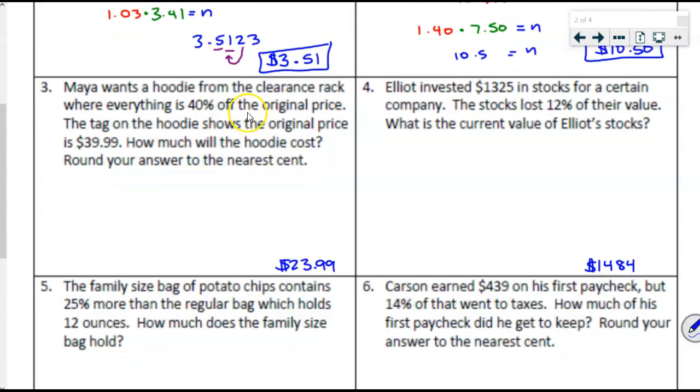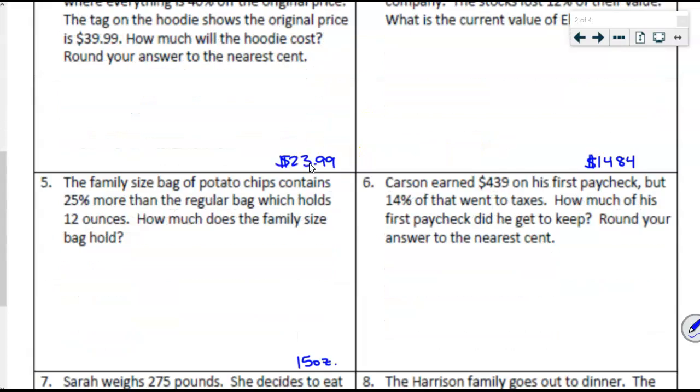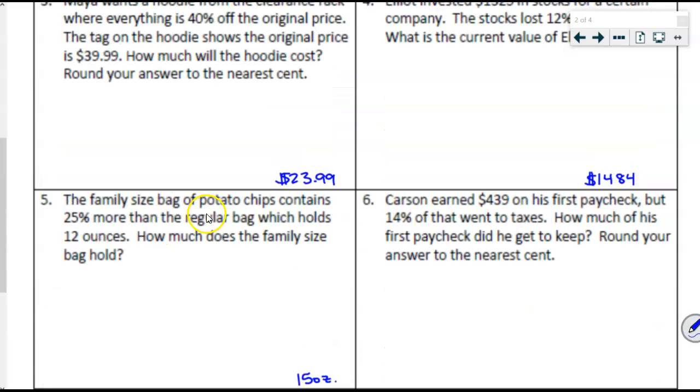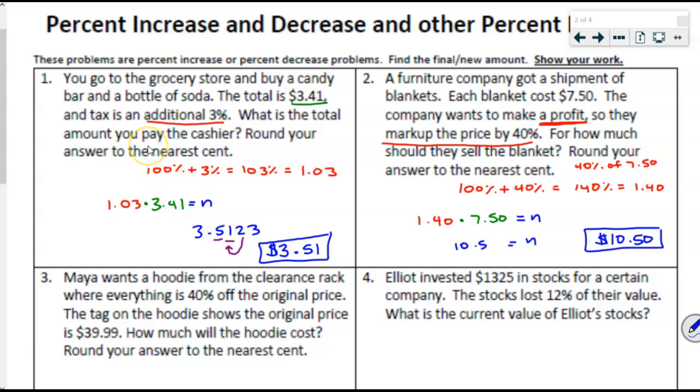3 and 4, you can see the answers. 3 is $23.99, and 4 is $1,484. 5, 15 ounces for the family-sized bag of potato chips. And I wanted to talk about number 6. Carson earned $439 on his first paycheck, but 14% of that went to taxes. How much of his first paycheck did he get to keep? Notice the tax situation, and I want to go back to tax situation number 1.